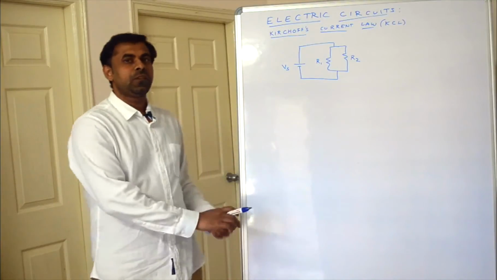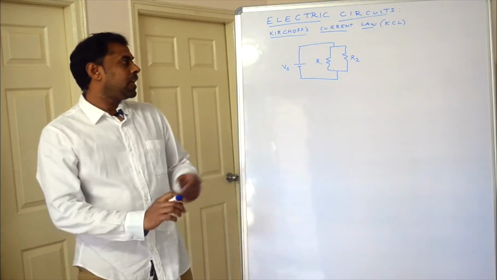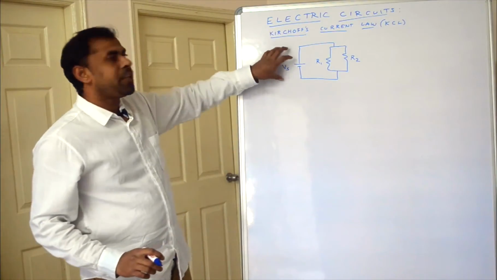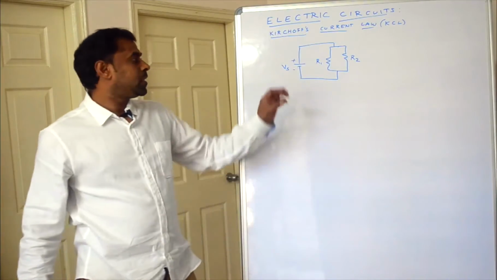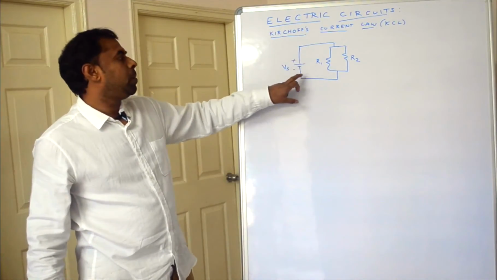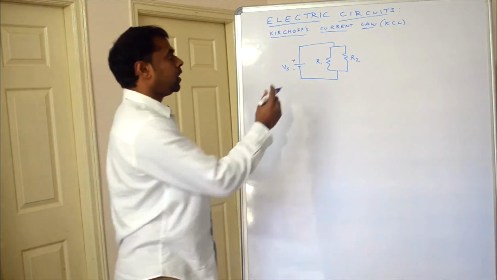Hi everyone, in this session we are going to learn about Kirchhoff's current law, which is known as KCL. First, let us take a circuit. It contains a voltage source which has two terminals, positive and negative. That means one terminal is at more potential compared to the other terminal. That means the negative terminal contains more number of electrons.